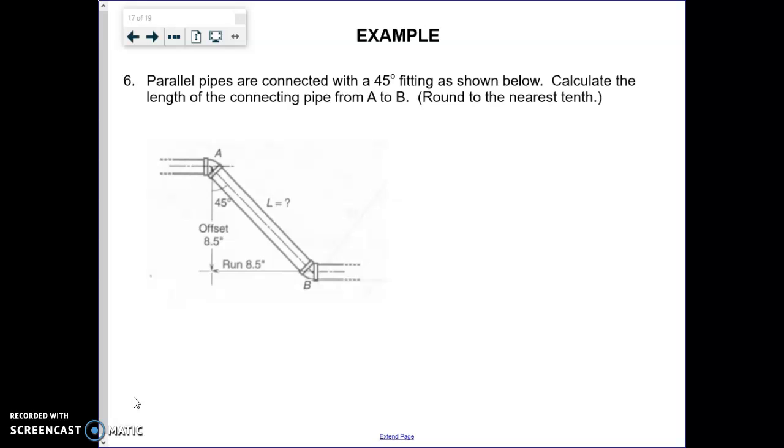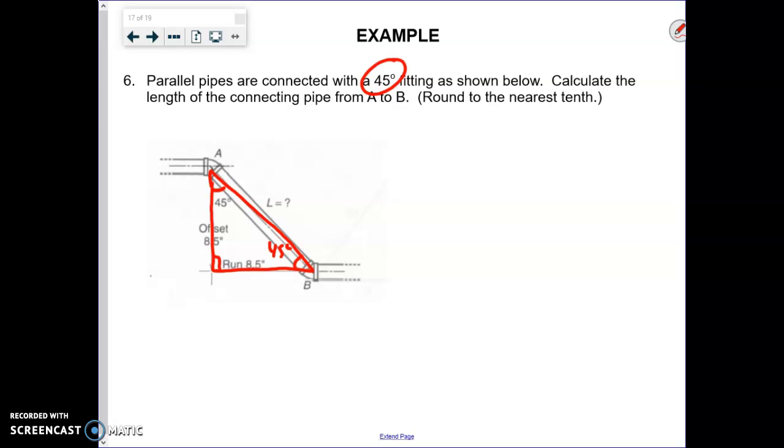Okay, it says parallel pipes are connected with a 45-degree fitting as shown below. This is a plumbing problem. So calculate the length of the connecting pipe from A to B, round to the nearest tenths. Now, the key thing I notice here is it says 45 degrees. And if you take a look, here's our triangle right here. Okay, and this is a 45-degree angle. This here is a right angle. So what that makes this has to also be 45 degrees.